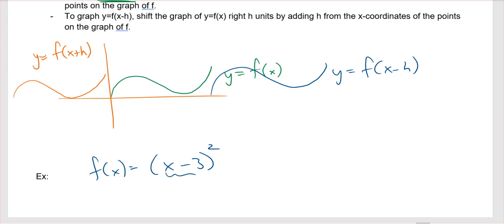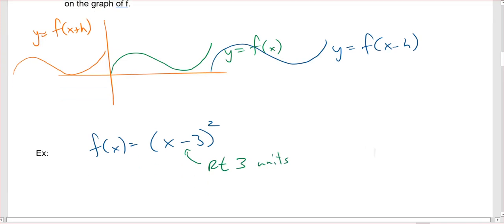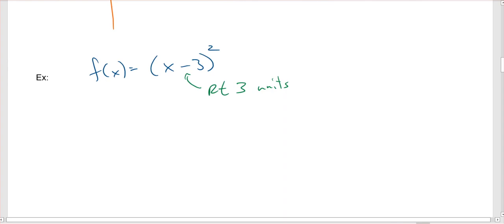So we're adding or subtracting only from that x value. So that's going to indicate that we're going to move to the right with this one. So we go right 3 units. So we can do the same thing if we want to.